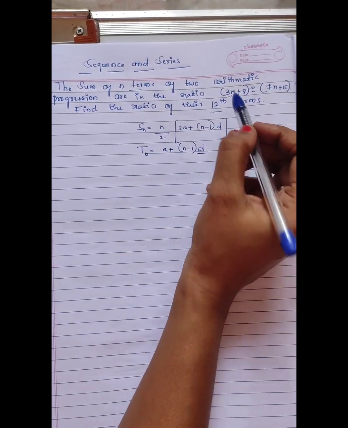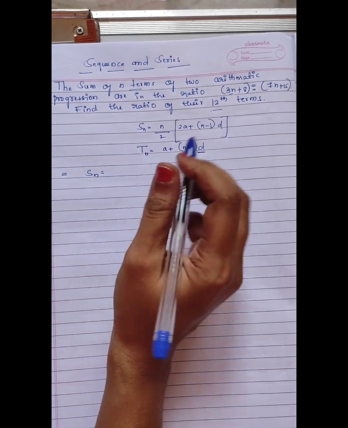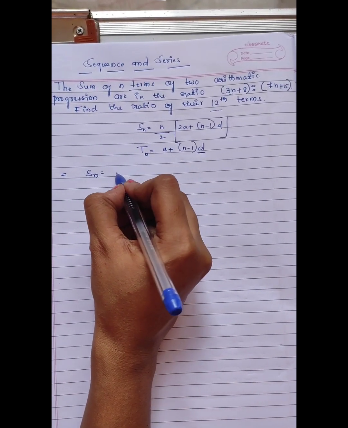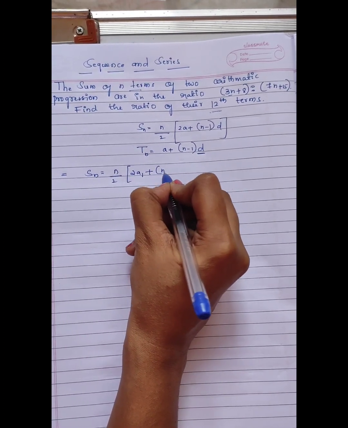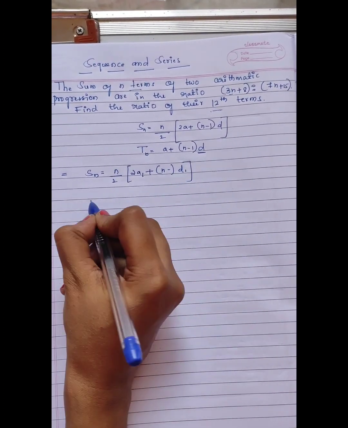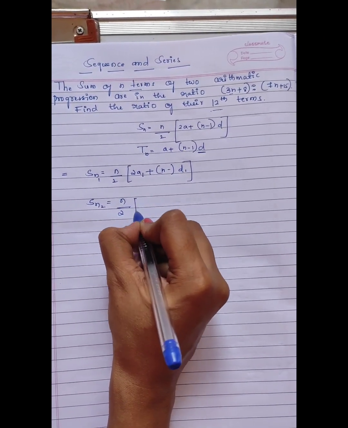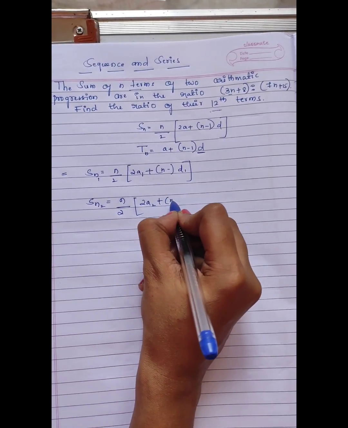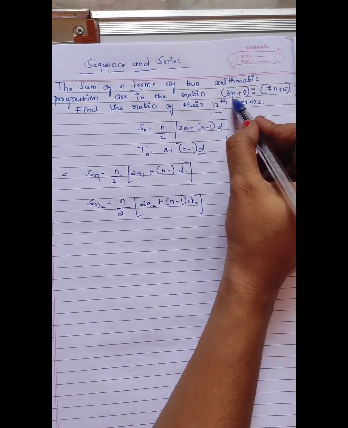So the summation of the two series will be: for the first, Sn equals n by 2 into [2a1 plus (n minus 1) into d1]. And for the second, n by 2 into [2a2 plus (n minus 1) into d2]. The ratio of these two equations is given.